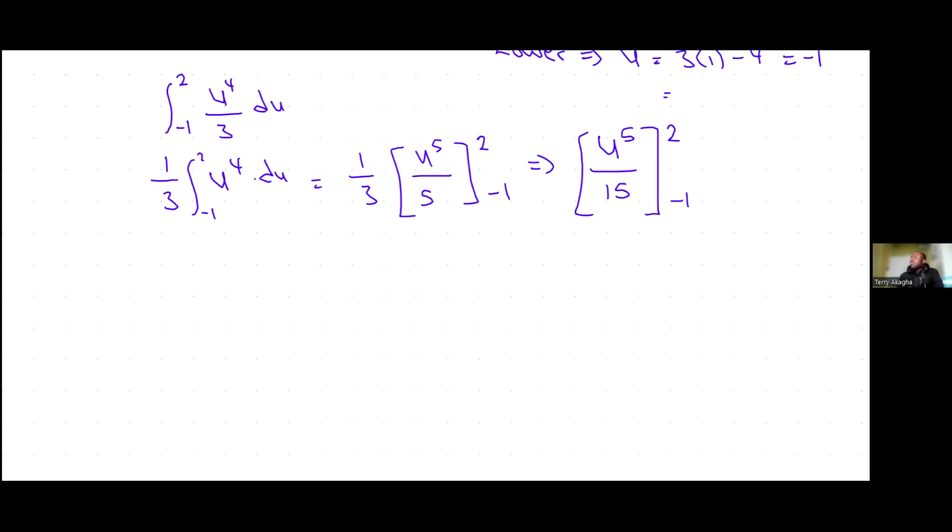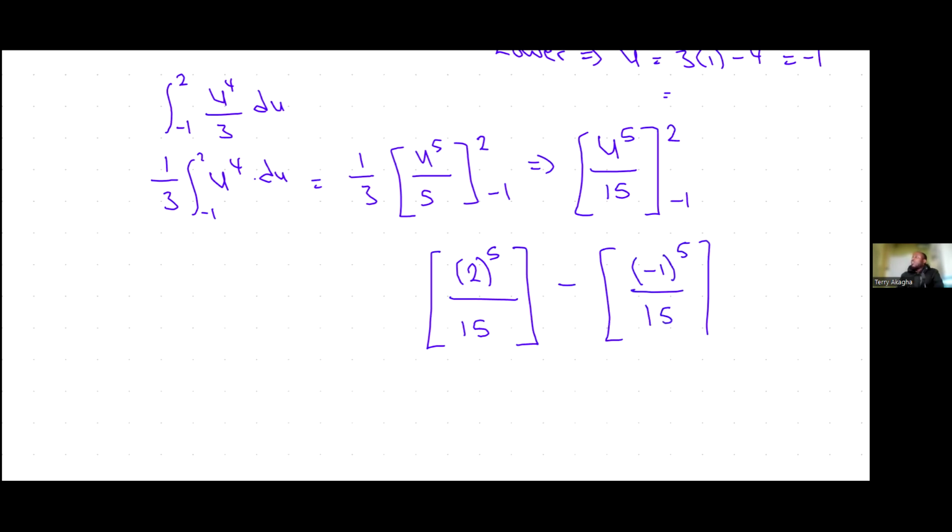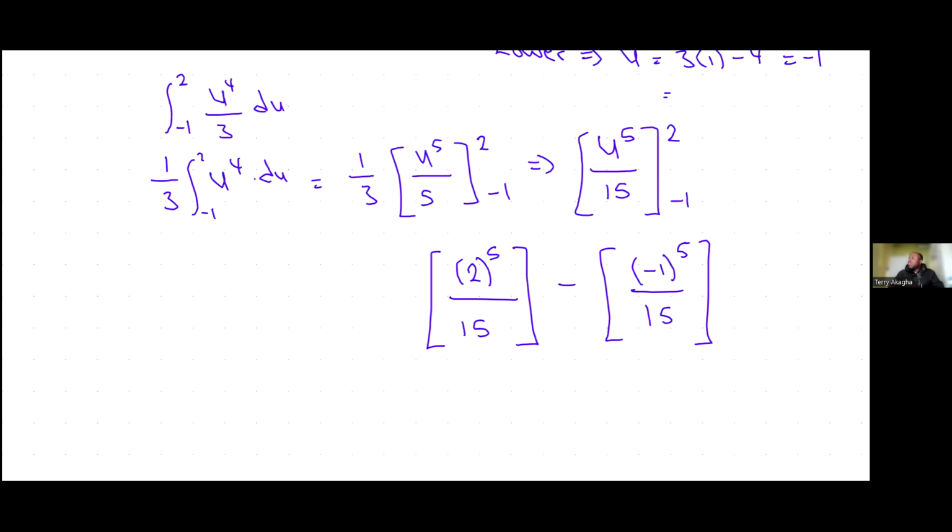So it's going to give us 2 raised to the power 5 divided by 15, minus 1 raised to the power 5 divided by what? 15. So remember, you substitute the upper limit, minus you substitute the lower limit. So this is going to give you 11 divided by what? 5 as the final answer. All right, so that is it for that.